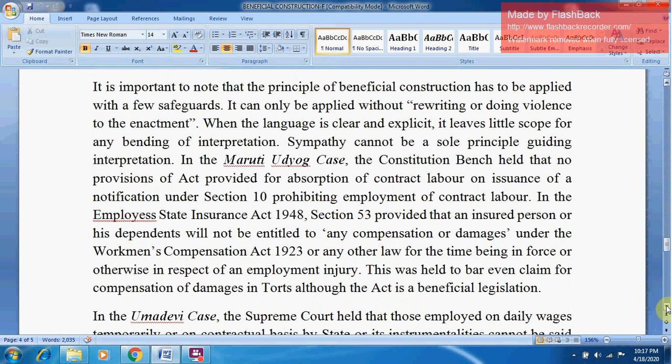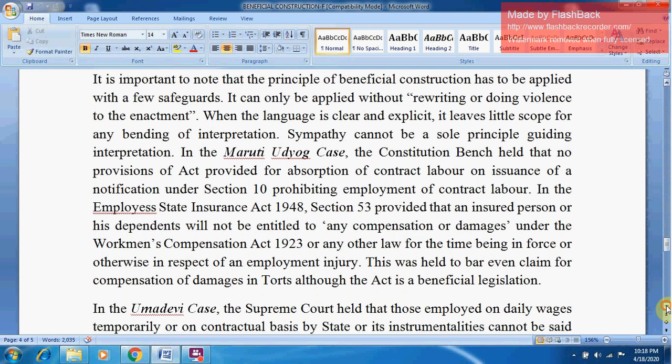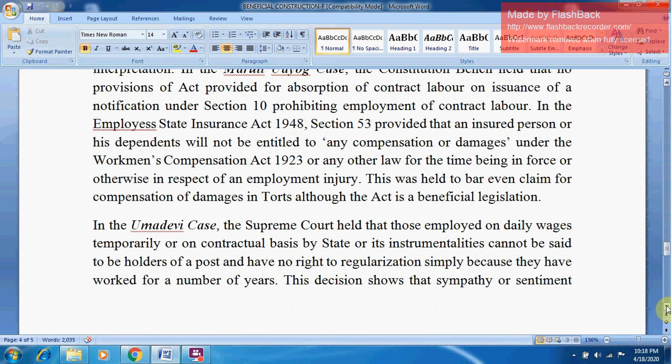For instance, in the Maruti Udyog case, the Constitution Bench held that no provision of the Act provided for absorption of contract labor on issuance of a notification under Section 10 prohibiting employment of contract labor. In the Employee State Insurance Act 1948, Section 53 provided that an insured person or his dependent will not be entitled to any compensation or damages under the Workmen Compensation Act 1923 or any other law for the time being in force or otherwise in respect of an employment injury. This was held to bar even a claim for compensation for damages in torts, although the Act is a beneficial legislation. So these are the hindrances for beneficial legislation, where its extent will not be extended.